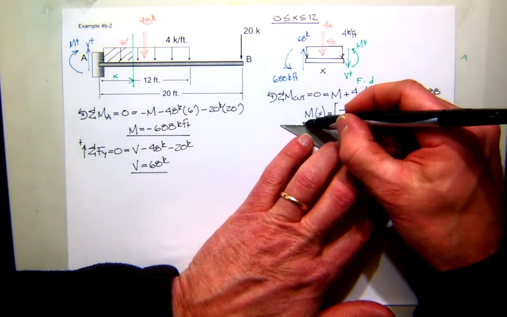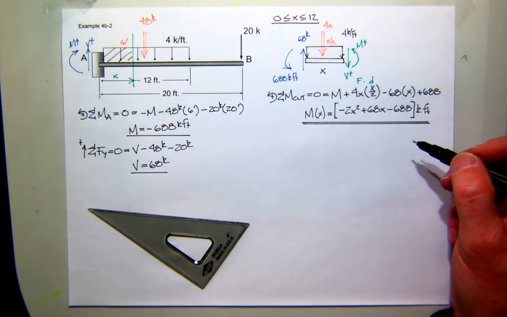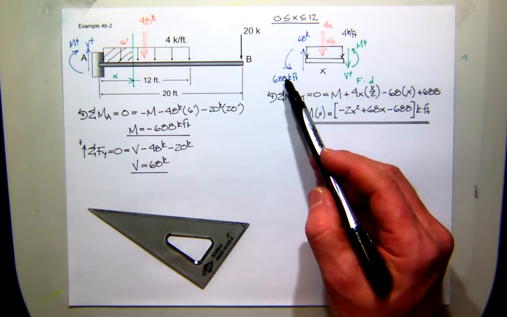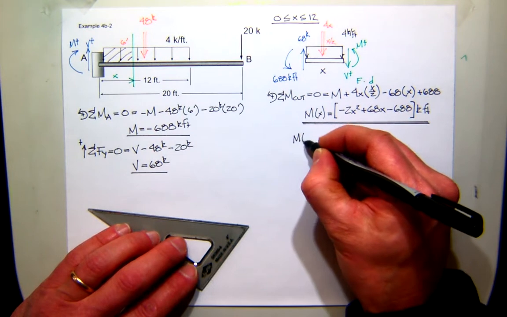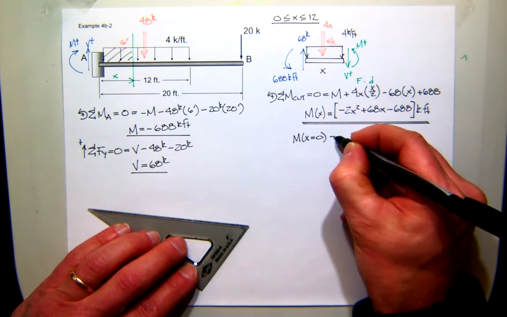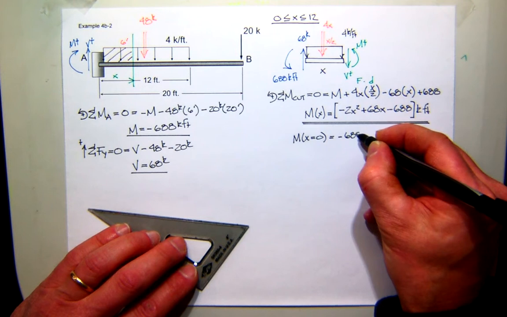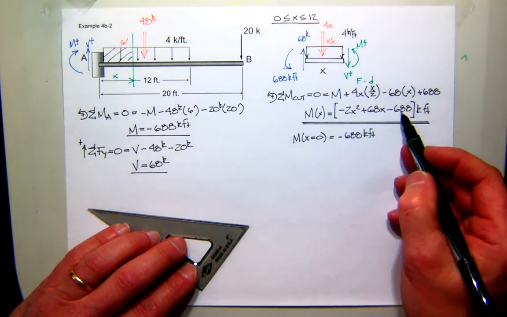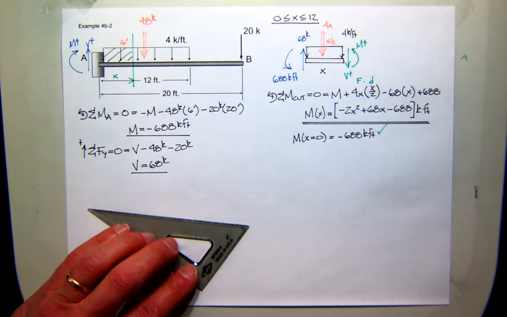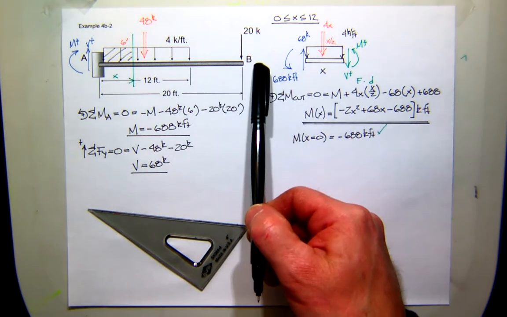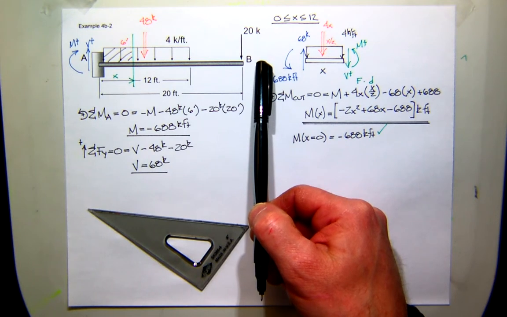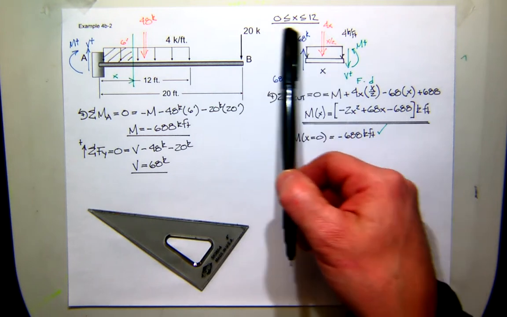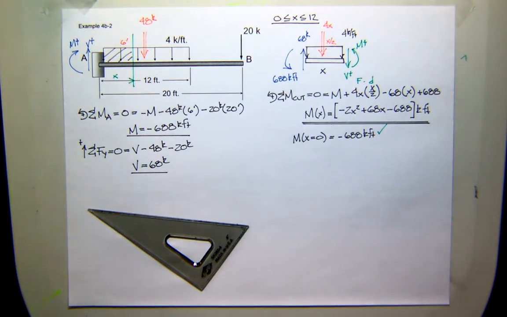Now, just like in our previous problems, can I check that to make sure I'm right? Well, the only thing I know about the left side of this is the moment. I know the moment when x equals 0 should be minus 688. And I think you can see if you plug in x equals 0, you get minus 688. That's all you can do. You can't use this expression to check the moment at B. Why? Well, B is at x equals 20, and this is only good from 0 to 12. So we're stuck. We're not stuck. We stop.